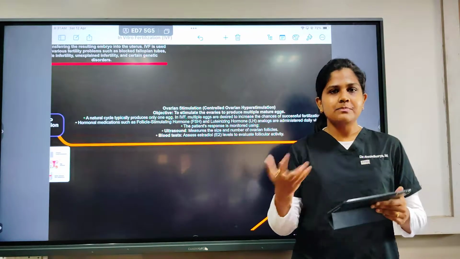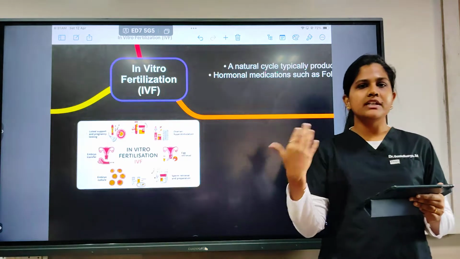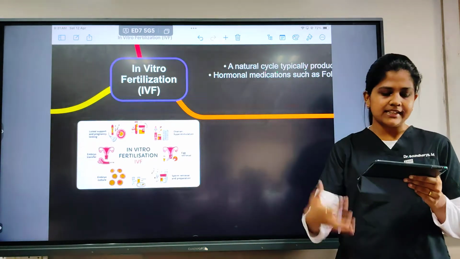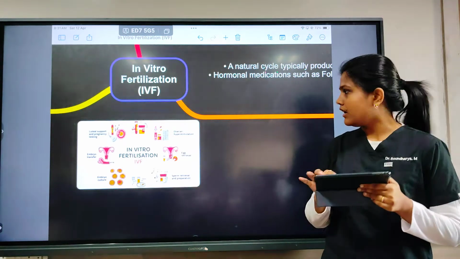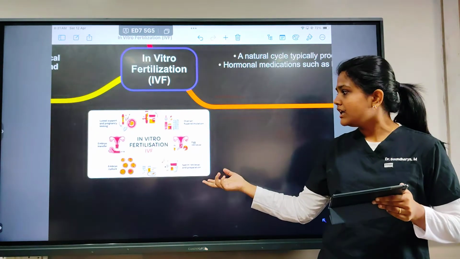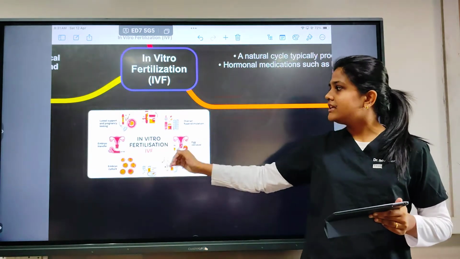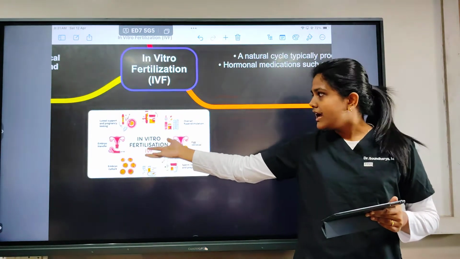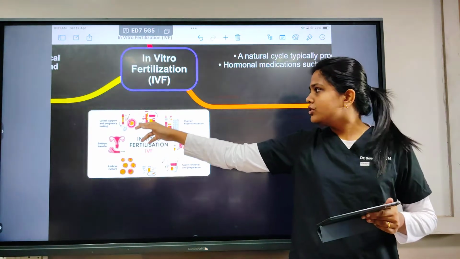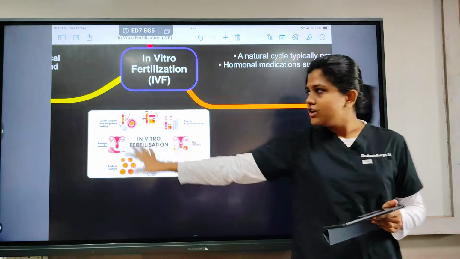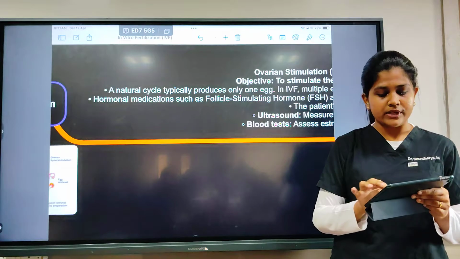So what are the steps involved in it? Basically the outline steps are: we do ovarian stimulation to stimulate the eggs, and then we retrieve those eggs, and then sperm retrieval will be done, and then it will be cultured in a dish. So embryo culture will happen, and then the cultured embryo will be transferred, and then there will be monitoring of the pregnancy, that is the luteal support and pregnancy testing. So these are the basic steps. How these steps are performed is what we are going to see today.